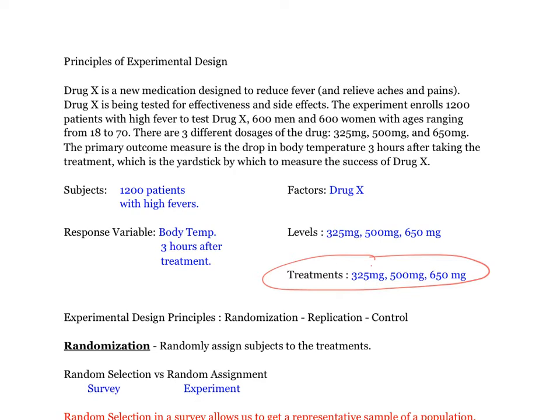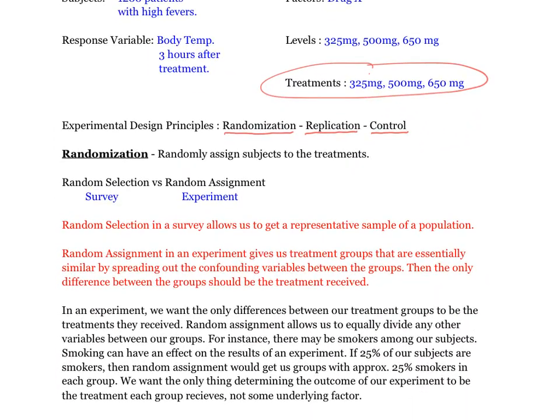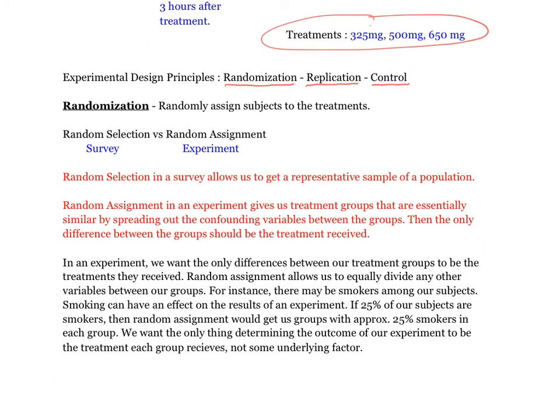Experimental design principles. So this is kind of the new stuff. There are 3 things that every experiment needs to have: randomization, replication, and control. Okay, without those 3 things, you do not have a valid experiment. Okay, so we're going to go through those 3 parts, so those 3 design principles. The first is randomization, and what we want to do is randomly assign the subjects to the treatments.